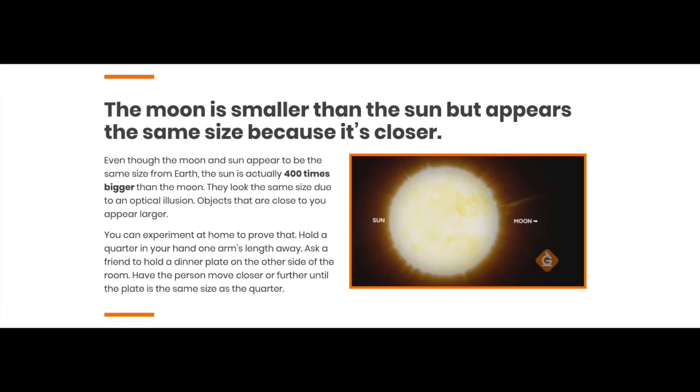The moon is smaller than the sun, but appears the same size because it's closer. Even though the moon and sun appear to be the same size from the Earth, the sun is actually 400 times bigger than the moon. They look the same size due to an optical illusion. Objects that are close to you appear larger. You can experiment at home to prove that. You can hold a quarter in your hand one arm's length away, and ask a friend to hold a dinner plate on the other side of the room. Have the person move closer or further until the plate is the same size as the quarter.